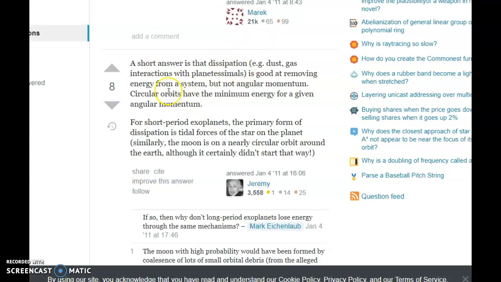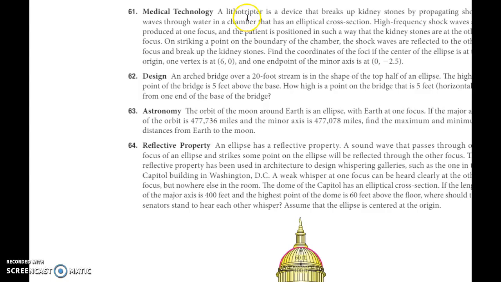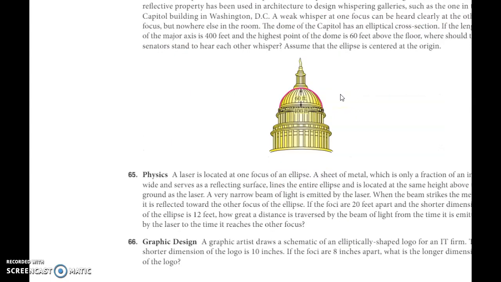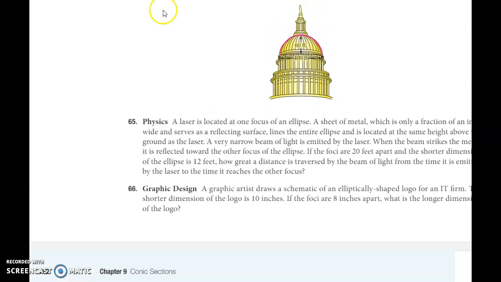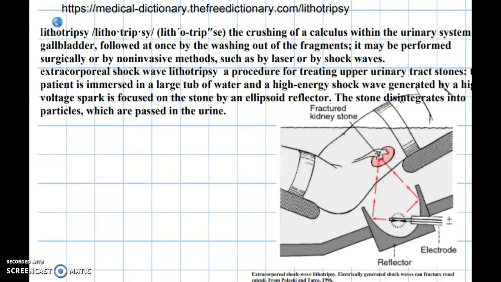All right, I'm going to return to the planet orbits here in a little while, but let's look at something else that I had mentioned here. So here's the medical technology, a lithotripter, and then there's the reflective property, and those kinds of things. So in a previous lecture for my class, I had prepared that. Unfortunately, I only have access to the PDF instead of my original smartboard.